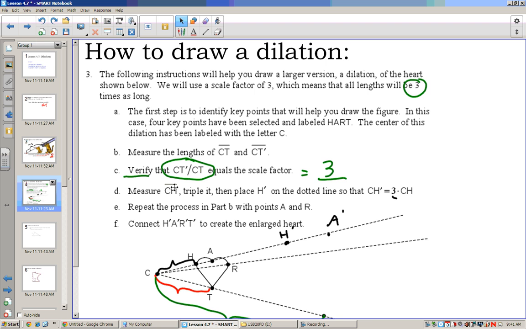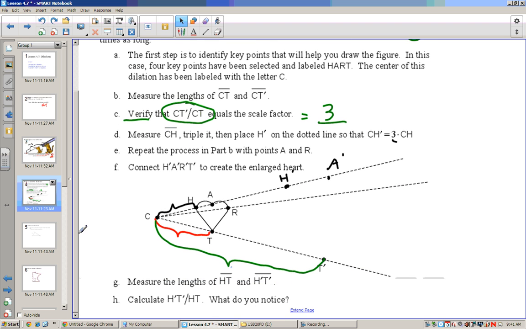Now hopefully you will be able to finish the rest of those. Oh, and then the last thing says measure the distance from H to T and from H to T prime. If you divide those, it should be the same scale factor. So we can use any distance from our pre-image to our image, and you should be able to find a scale factor among the distances.